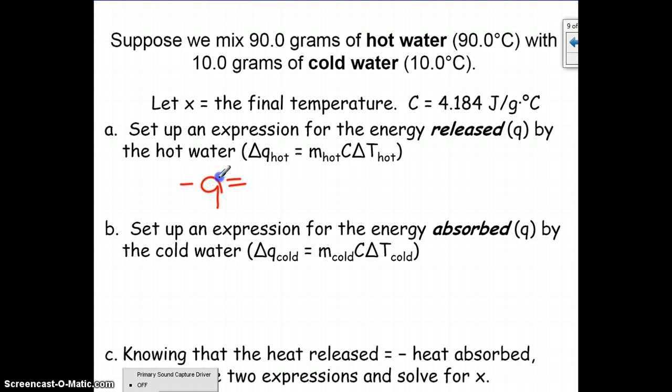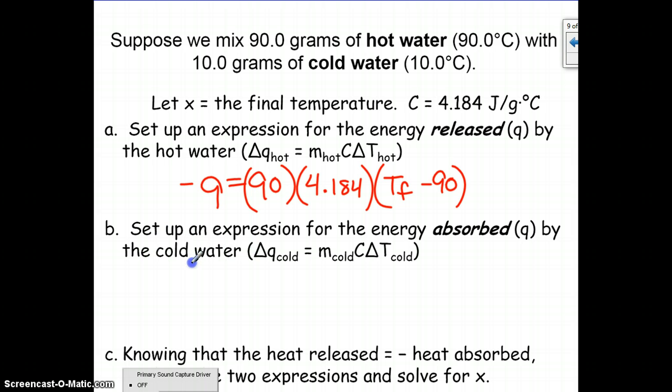All right, so you have negative Q, so make sure you throw that negative in there whenever you lose energy. The mass of the hot water was 90 grams. The C, because we're dealing with water still, is 4.184. And ΔT, T final we don't know yet. That's what we're trying to find. And then minus T initial was 90.